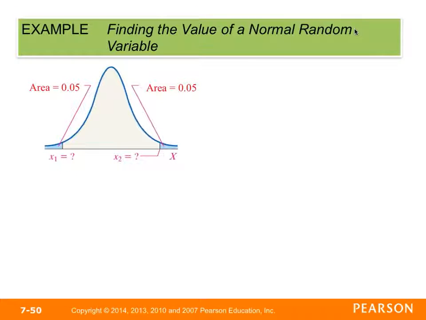So this one's a little more confusing because we're trying to find the middle. If you look at the example we have here, this tan part in the middle is going to be our 90%, okay? And then we're going to be left with 5% on the right and 5% on the left. So we need to find the values that leave 5% on the left and 5% on the right.